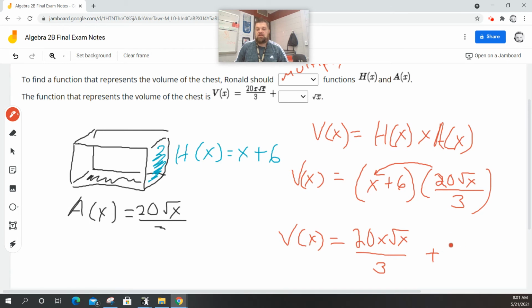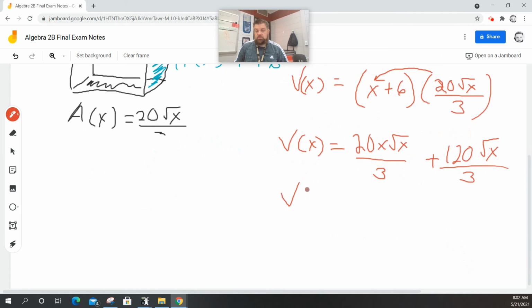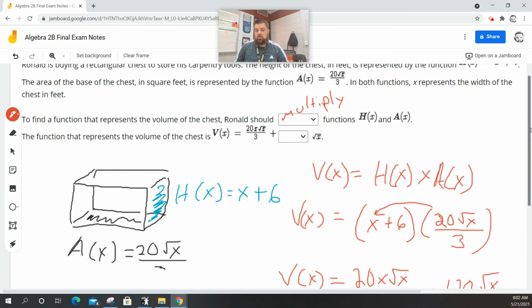Plus, and this next one would be 6 times 20, which is 120 root x over 3. But that actually reduces down to 20x root x over 3. And then 120 divided by 3 is actually equal to 40. So this becomes 40 root x. So that what goes in the box is this positive 40. And that's it.